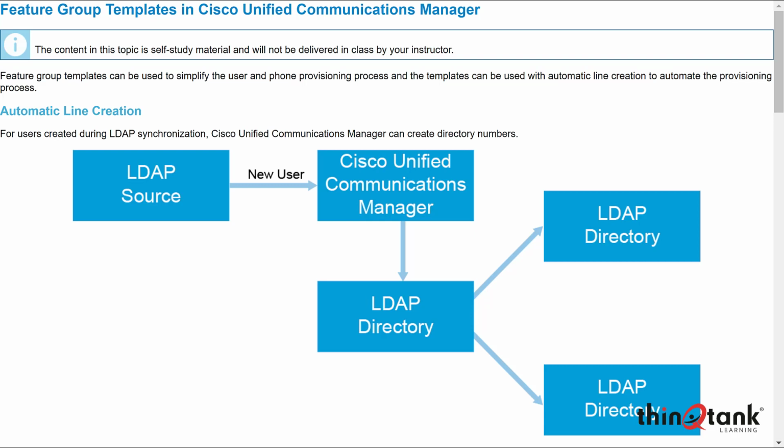In the context of feature group templates, there are basically two different types of templates or profiles that we create. We call them a service profile and a user profile. The user profile is all of the common phone and phone line settings. We configure the user profile with a universal line template, which assigns the common phone line settings, and a universal device template, which assigns all of the common phone settings.